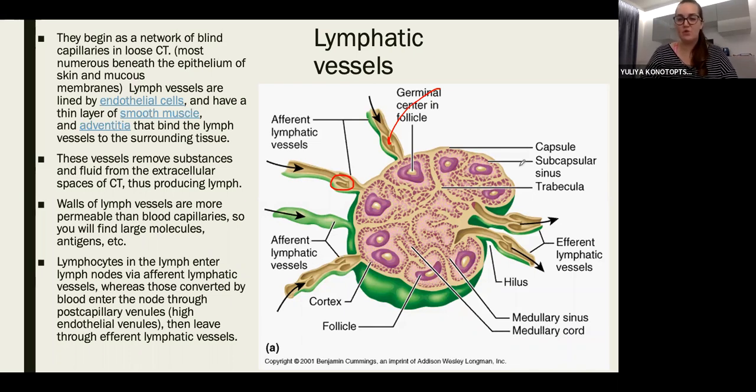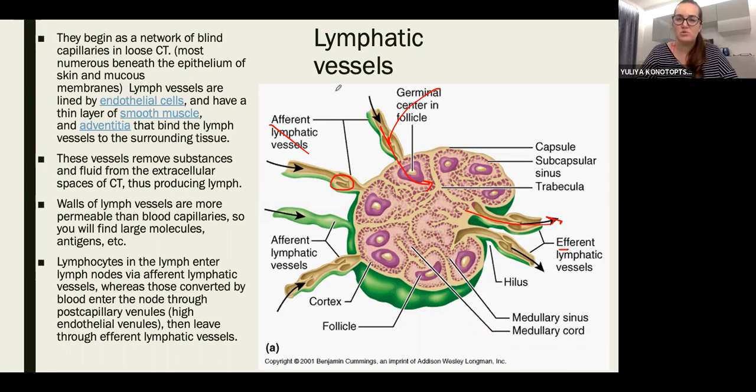Here we have a lymph node, just like a stop, like a filtering area, right? Two types of lymphatic vessels, afferent and efferent lymphatic vessels. So A are bringing in the lymphocytes, and E are taking them out. So this is very important. Afferent lymphatic vessels are the entrance point and the efferent is the exit.